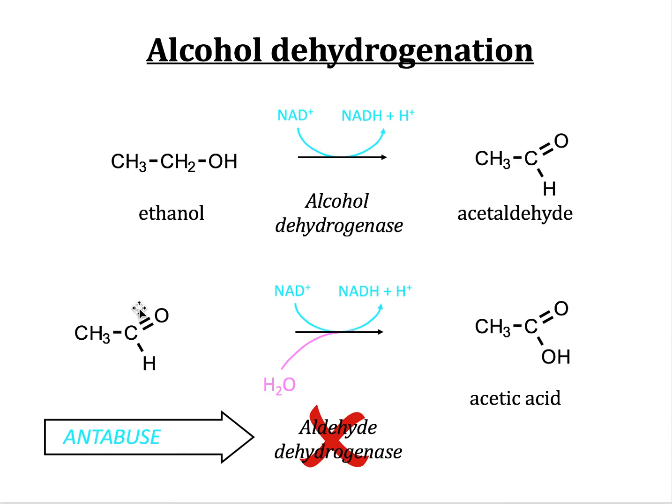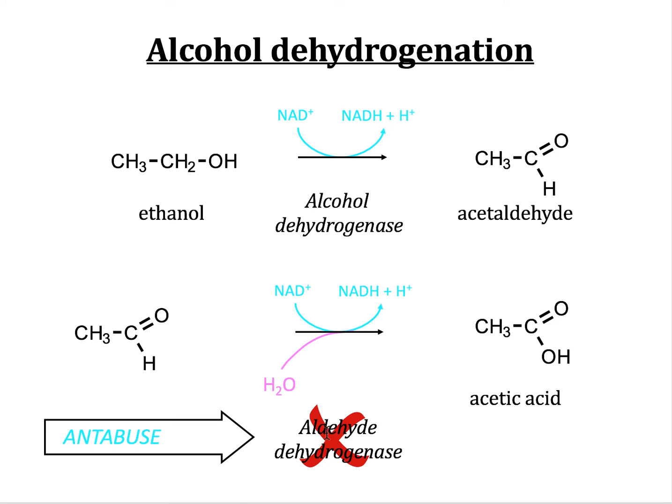Usually this aldehyde is broken down into acetic acid, which is a much less toxic compound which doesn't produce hangover effects. That's done by an enzyme called aldehyde dehydrogenase, which makes use of water, and again it produces reduced NADH. Antabuse is a competitive inhibitor, and it usually blocks this enzyme.